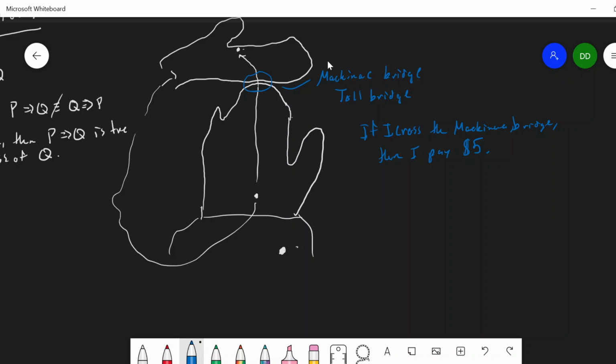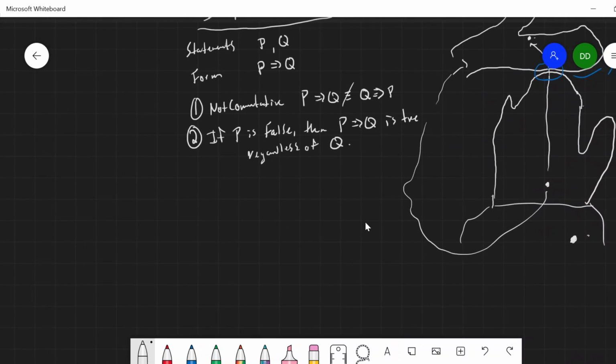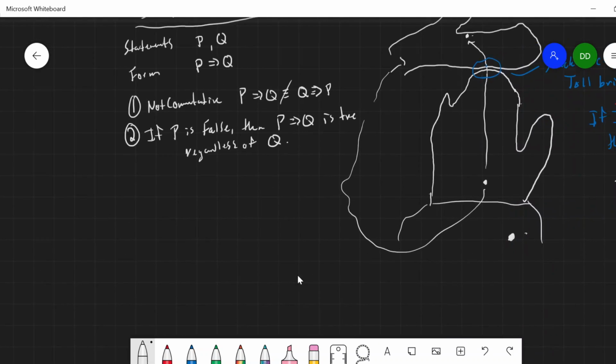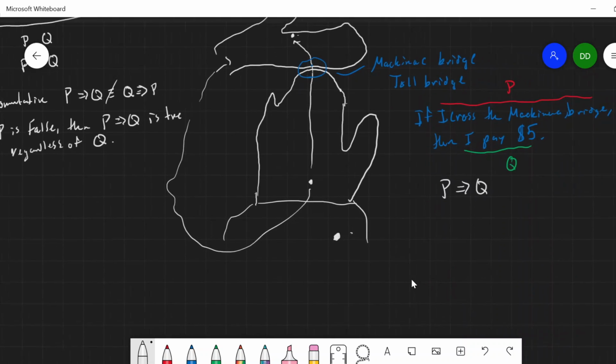My point is that a toll bridge, the little toll booth that happens at the end of it, enforces that this implication is true. Always. Namely, if I cross the Mackinac Bridge, then I pay $5. So here we have our hypothesis. I cross the Mackinac Bridge, that's like our P, and our conclusion. I pay $5. That's like our Q. And so we have here the implication P implies Q that the toll bridge is enforcing. Now, again, I'm using this example to illustrate these 2 points. So I want to think about what would Q implies P be.